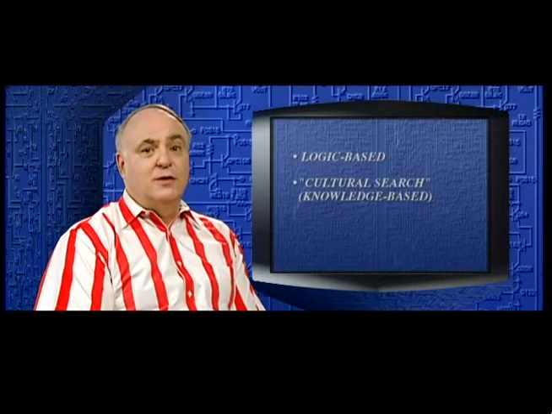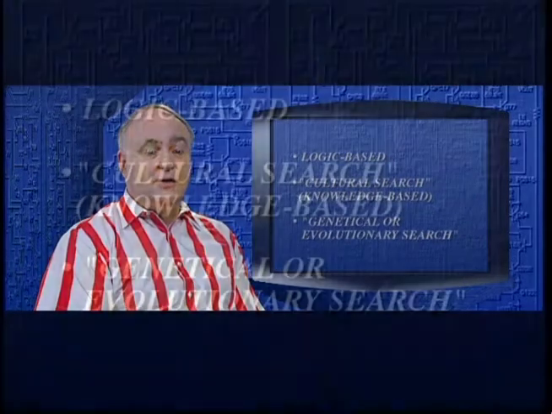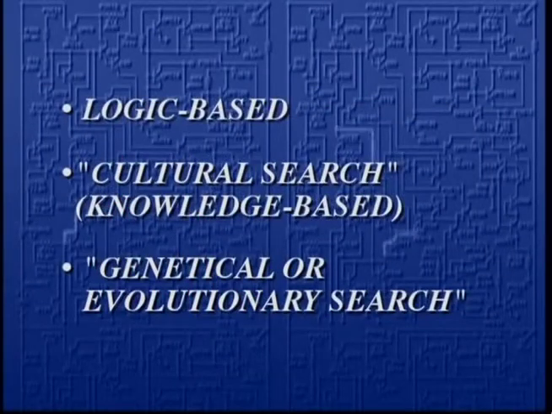Less well known is the third approach to machine intelligence that Turing specifically identified in 1948, namely the genetical or evolutionary search.